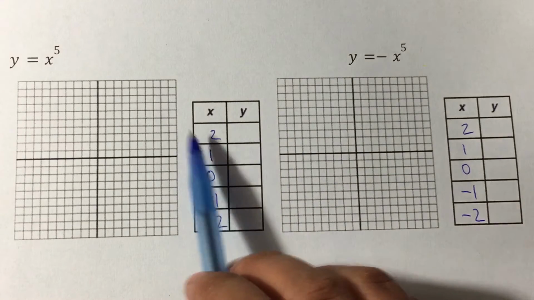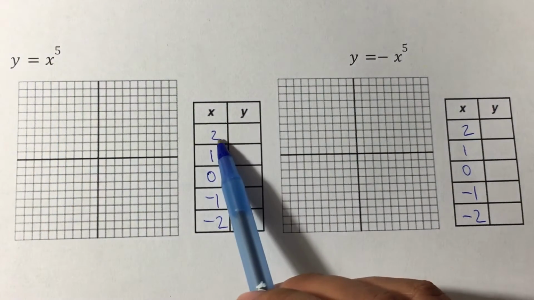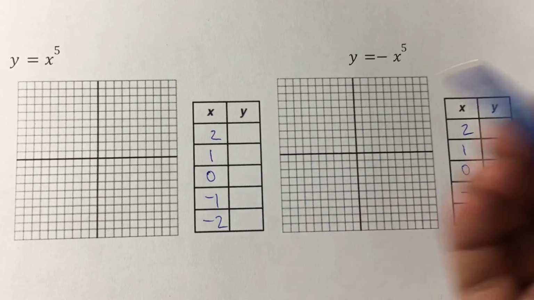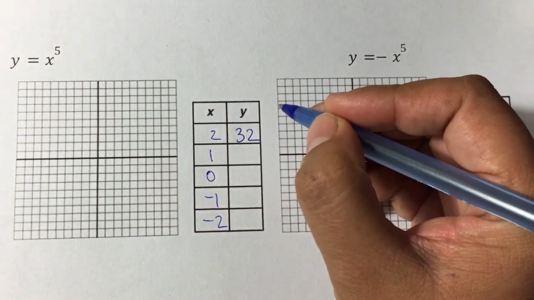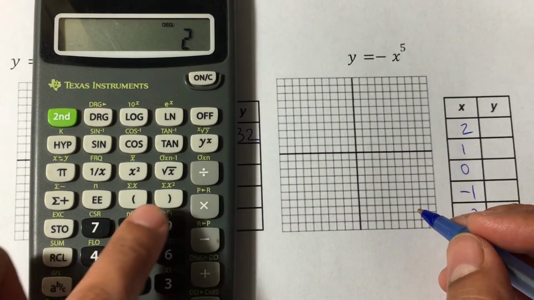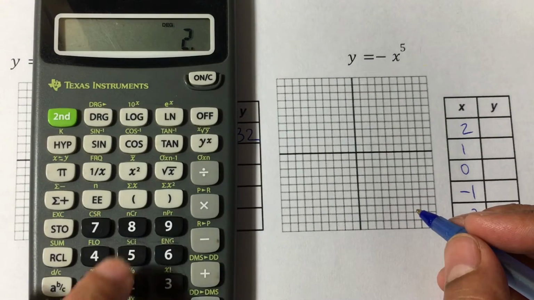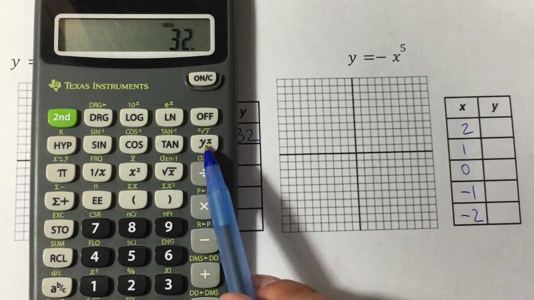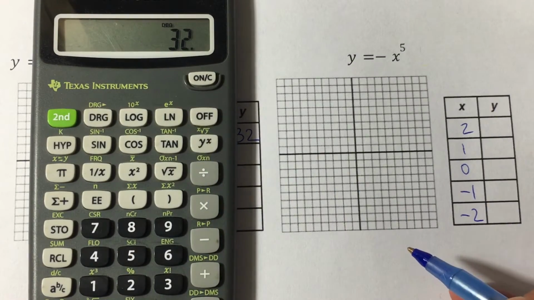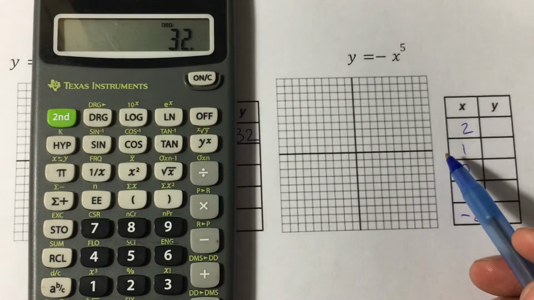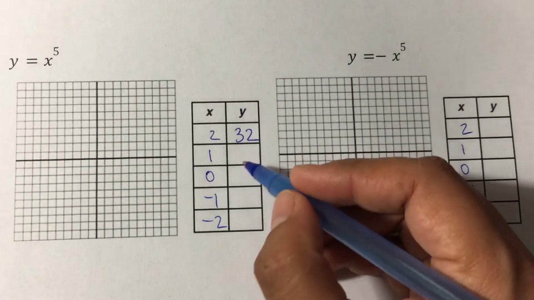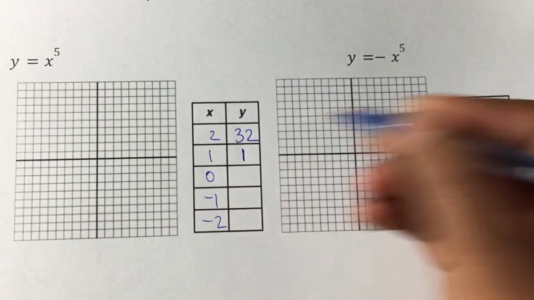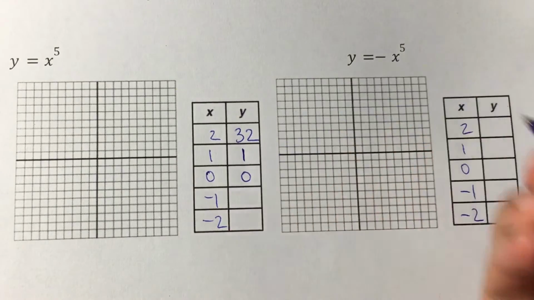Okay, so again, y equals x to the fifth power. It just means 2 times 2 times 2 times 2 times 2, which is 32. Again, if you want to use your calculator, it will be 2 raised to the fifth power. And press equal, that's 32. So it's this button right here, y to the x power, and for some other ones, that arrow right there. 1 times 1 times 1 times 1, it doesn't matter how many ones you have when you're multiplying 1 times itself. A lot of times it's just 1. 0 times 0 times 0, same thing for 0.